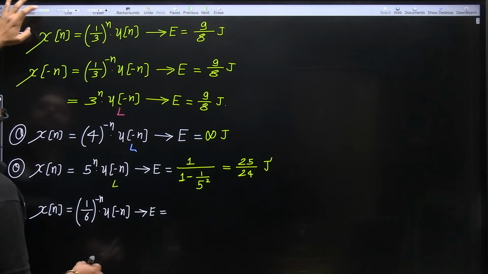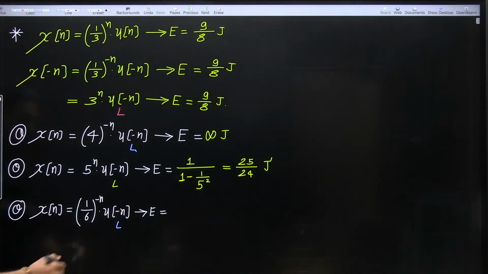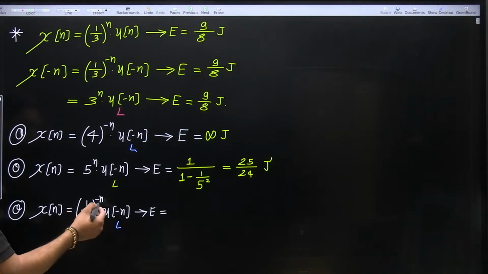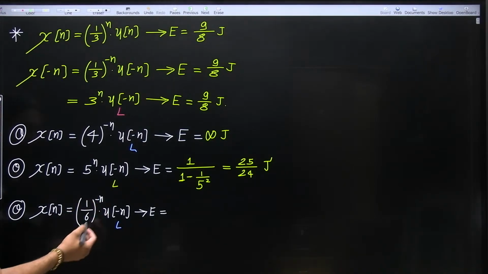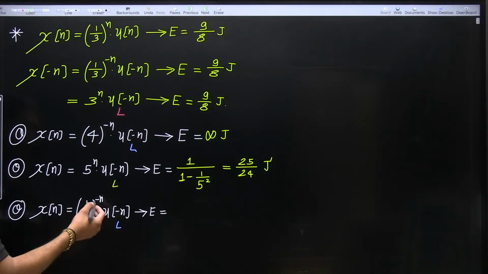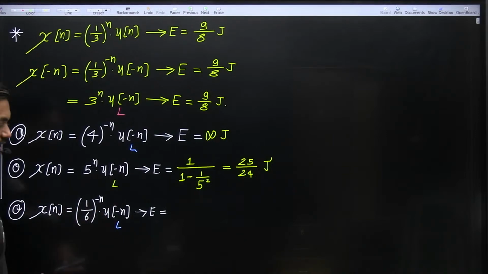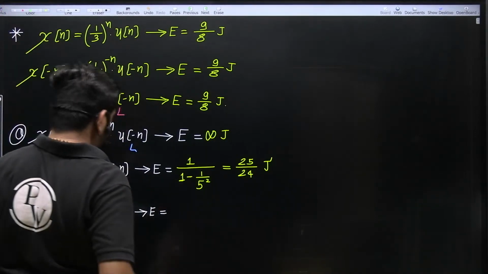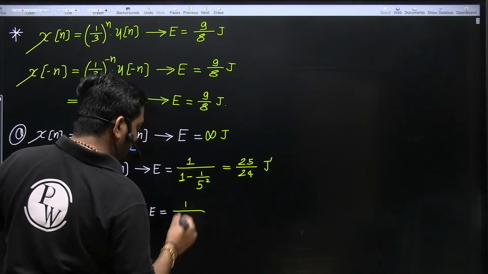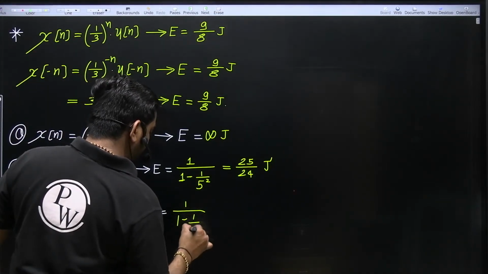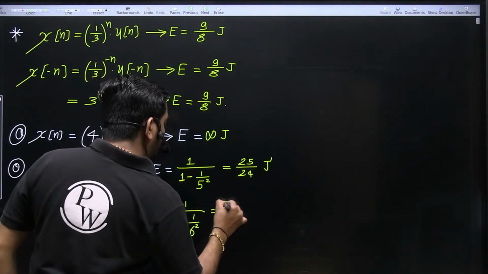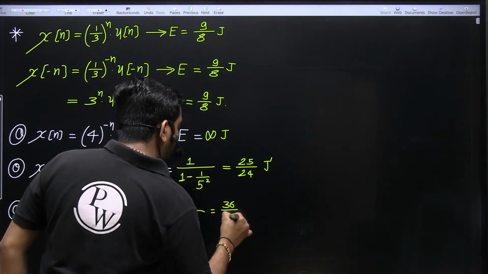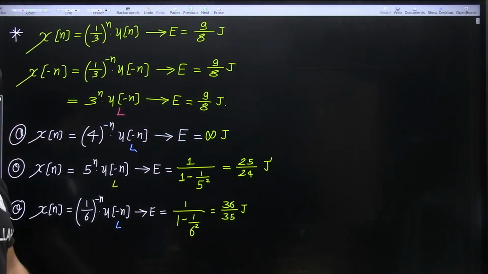So here, increasing or decreasing function? Left-sided signal, negative values of n. If you put negative values of n, like n equal to minus 1, then minus 1 into minus 1 plus 1, gives 1 by 6. n equal to minus 2, then 1 by 36. n equal to minus 3, minus 3 into minus 1 plus 3, so 1 by 6 power 3. So it is a decreasing function on the left side, correct? Therefore the energy will be 1 upon 1 minus alpha square, alpha always less than 1, so 1 minus 1 by 6 square, which is equal to 36 divided by 35 joule, correct? So this is the final answer.